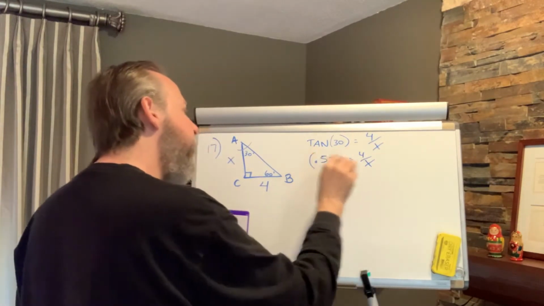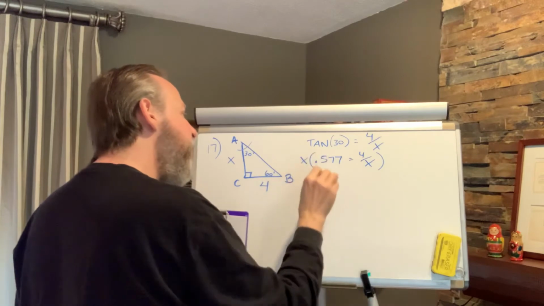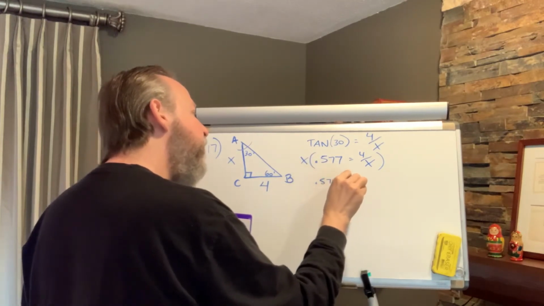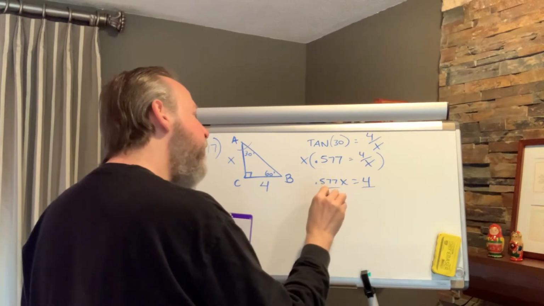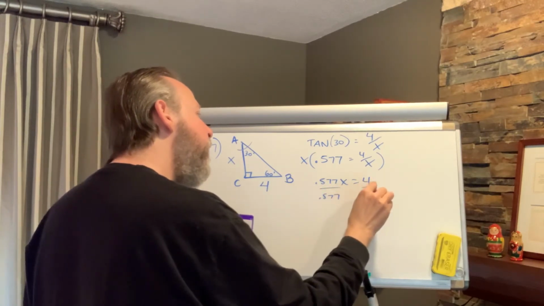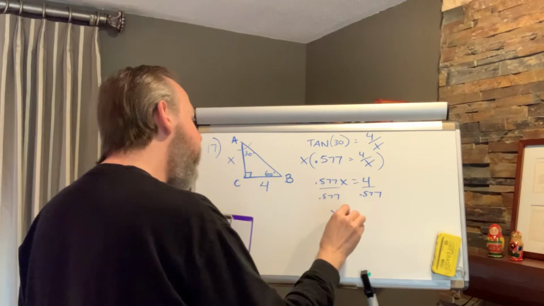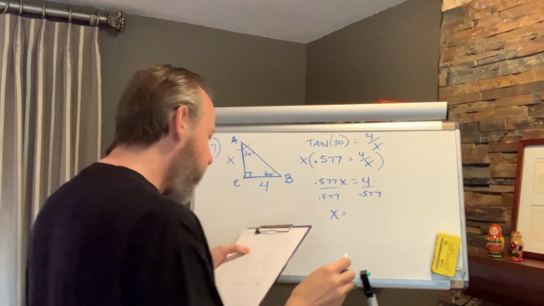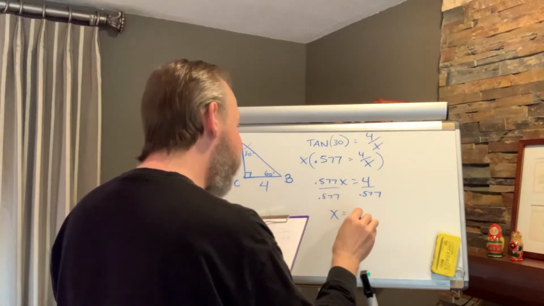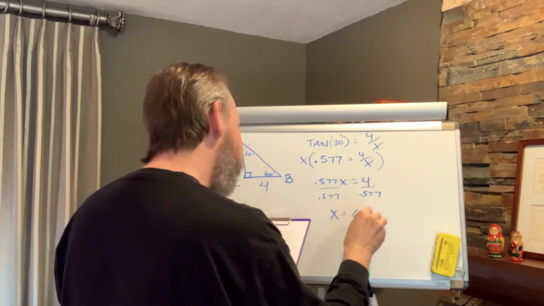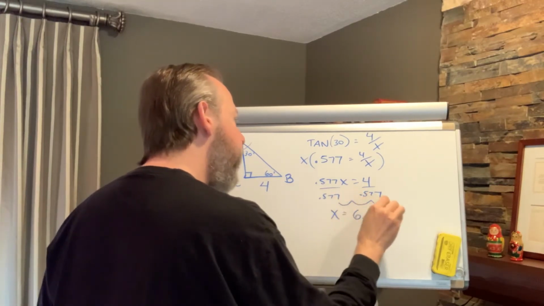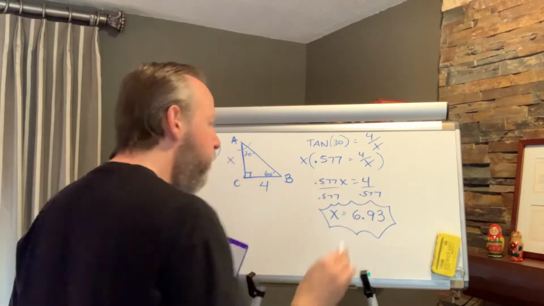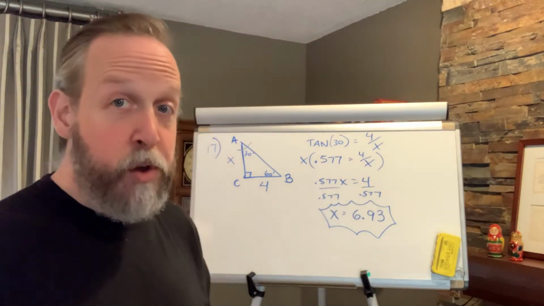Now some algebra, multiply by the denominator x. 0.577x equals 4. Divide by 0.577. And you find the length of side AC, rounded to the hundredths place, because that's what it says, is 6.93. And there's the answer. That's all you're doing for that problem.